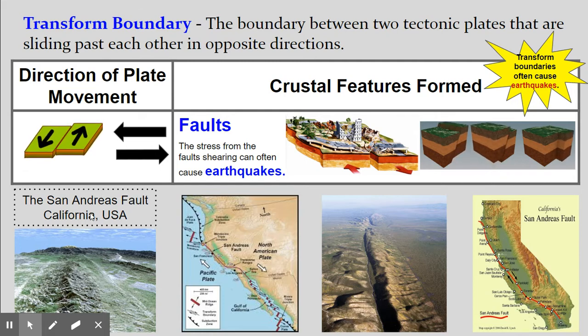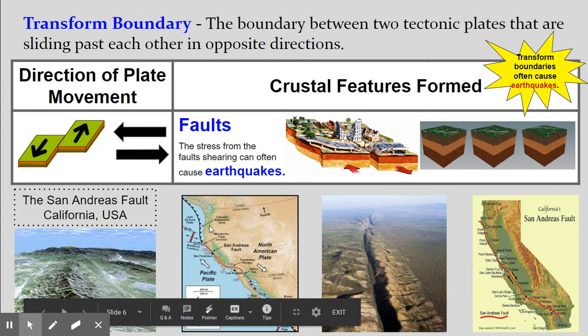The San Andreas Fault in California is an example of a transform boundary, and you can see here what you have is the Pacific plate sliding past the North American plate, and California is on this transform boundary. That's why we're familiar with California having lots of earthquakes. From a satellite view, this is what the San Andreas Fault looks like, and here's another picture as well.